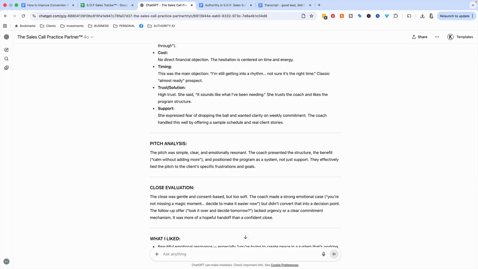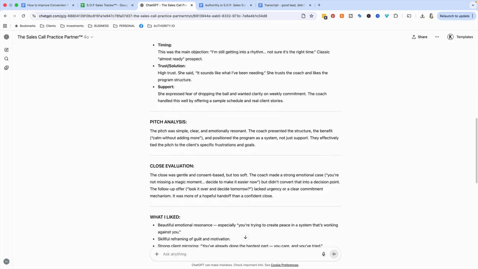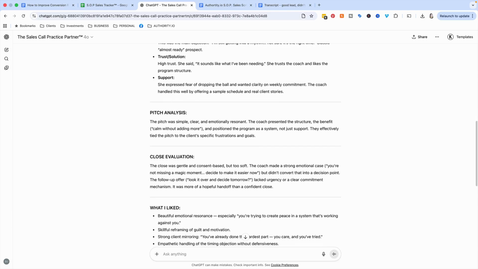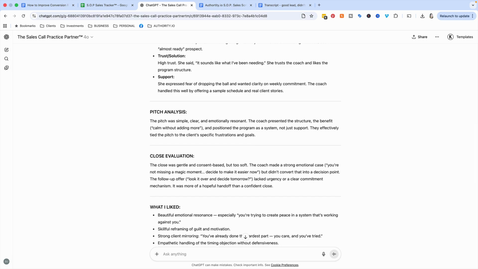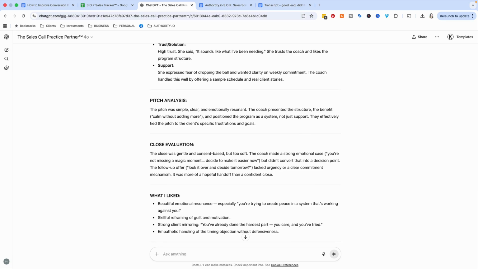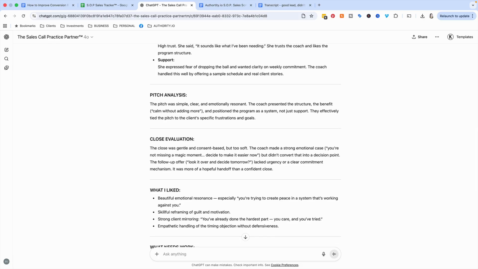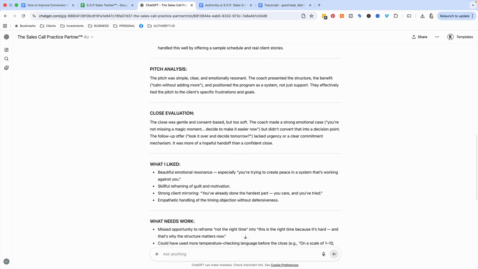She said, it sounds like what I've been needing. She trusts the coach and likes the program structure and support. She expressed fear of dropping the ball and wanted clarity on weekly commitment. The coach handled this well by offering a sample schedule and real client stories. So the pitch was simple, clear, and emotionally resonant. The coach presented the structure, the benefit, calm without adding more, and positioned the program as a system, not just support. They effectively tied the pitch to the client's specific frustrations and goals.